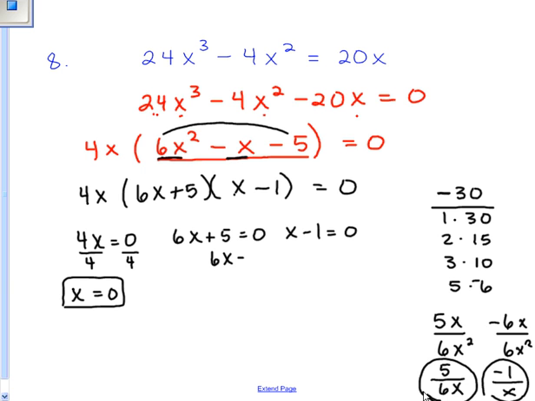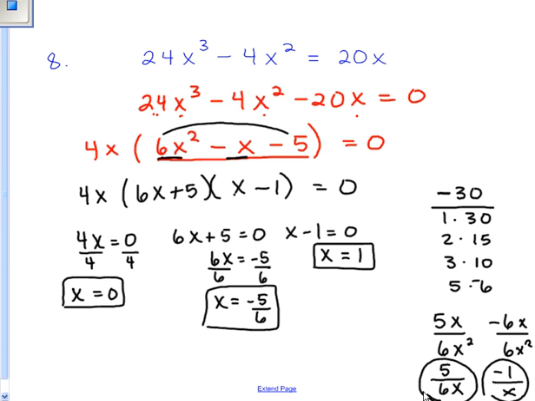Subtract 5, so 6x equals negative 5. Divide by 6, so x is equal to negative 5 sixths. And then x minus 1 equals 0. If I add 1, I get x is equal to 1. So my three solutions would be 0, negative 5 over 6, and 1. Again, you may see those braces as you type in your answer. It may already be provided there for you.